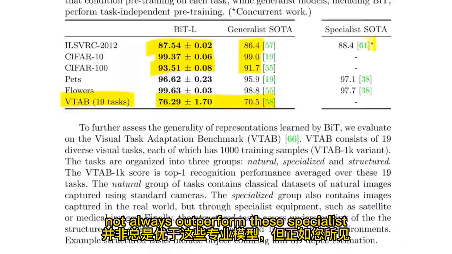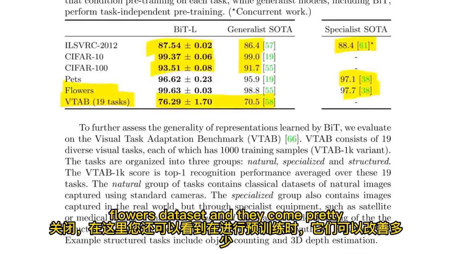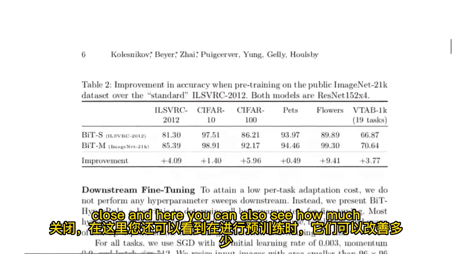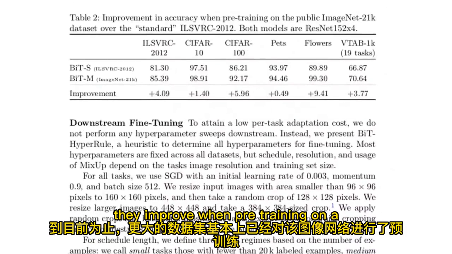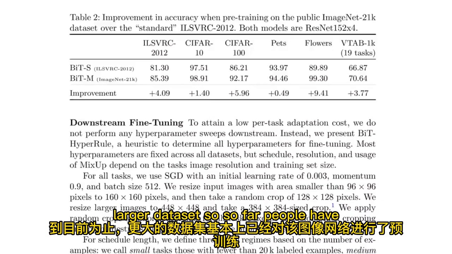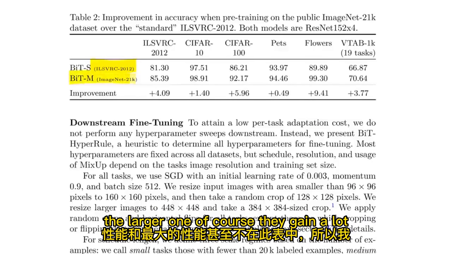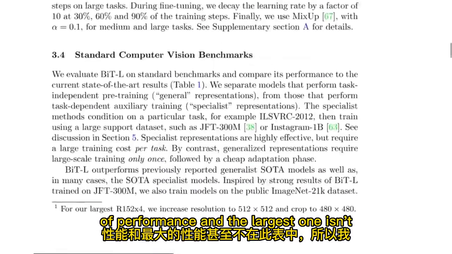They do not always outperform these specialist models. But as you can see, they outperform, for example, this on the flowers dataset, and they come pretty close. And here you can also see how much they improve when pre-training on a larger dataset. So far, people have basically pre-trained on this ImageNet dataset, and now that they pre-train on the larger one, of course, they gain a lot of performance. And the largest one isn't even in this table.